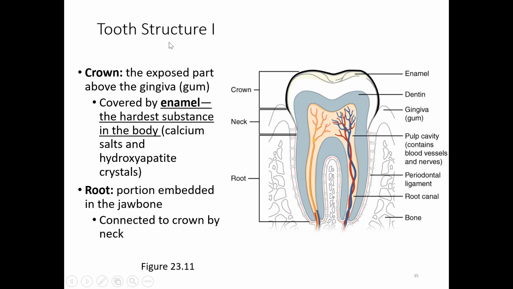Let's talk about tooth structure. That visible part, the white one, is the crown, and the crown is covered by enamel. Enamel is the hardest substance in the human body. It's even stronger than bones. Mostly it's made of calcium salts and hydroxyapatite crystals.